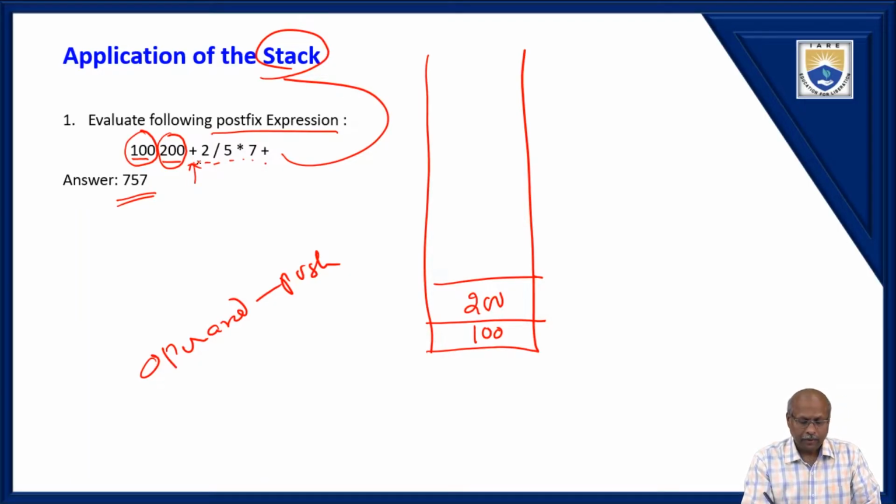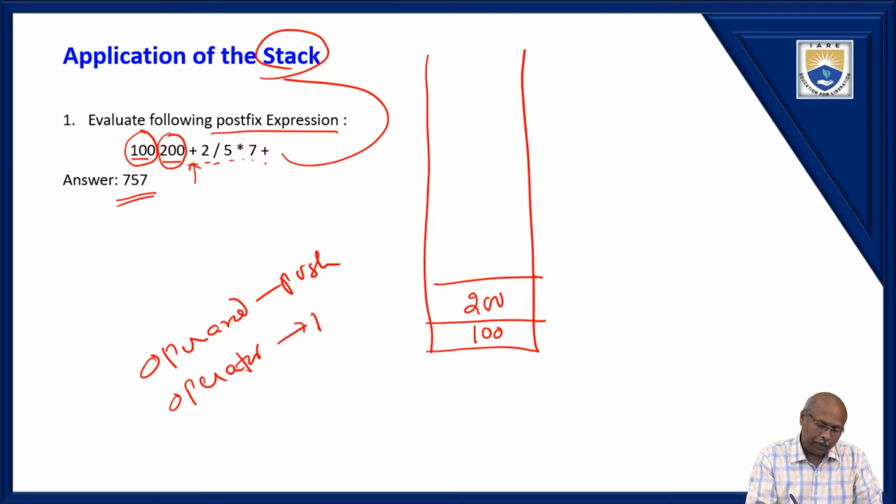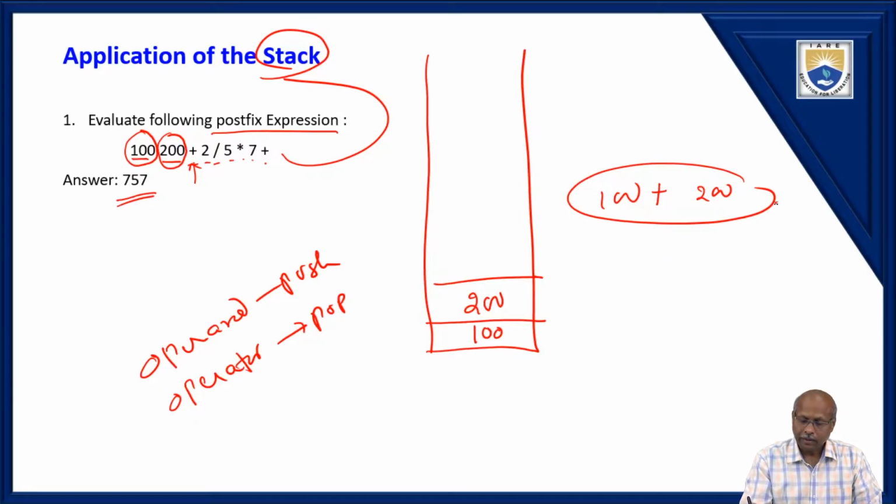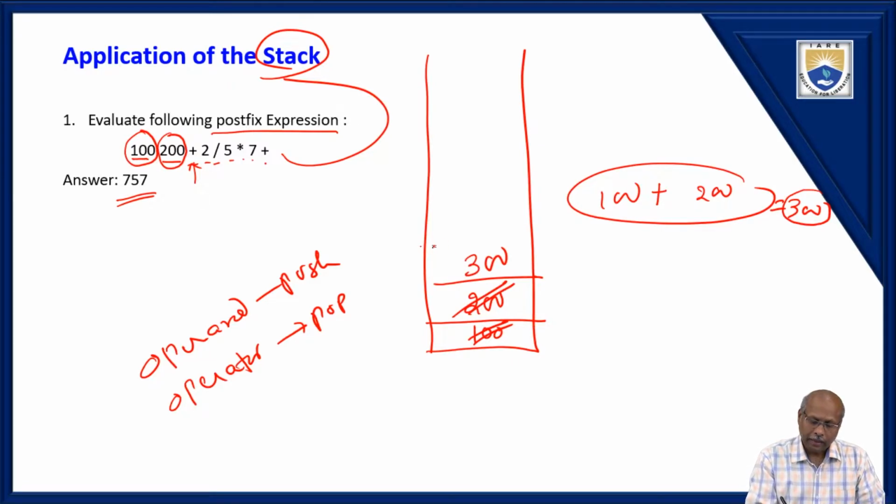Now plus is an operator. If it is an operator, then pop. As it is a binary operator, you have to pop two elements. So now my elements are 200 and 100. Whenever the plus comes, you have to do the plus operation. So 100 plus 200, how much? That is 300. As these two elements are popped out, nothing is left in my stack. Now this result 300 will be pushed into the stack.